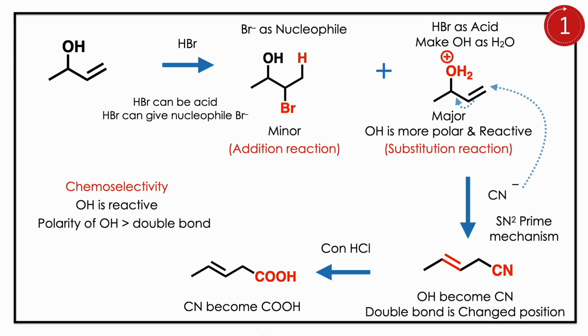So OH becomes OH2 by acid. Then the cyanide attacks as an SN2 dash reaction. It's a kind of opposite attack, and substitution follows. So you have cyanide addition at the terminal. The double bond is switched, and cyanide is added at the terminal carbon.